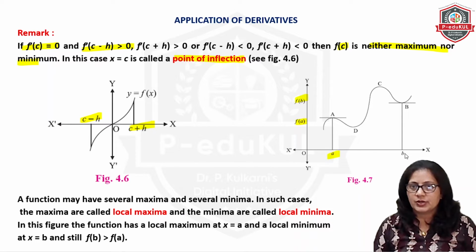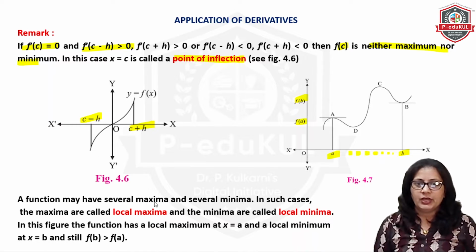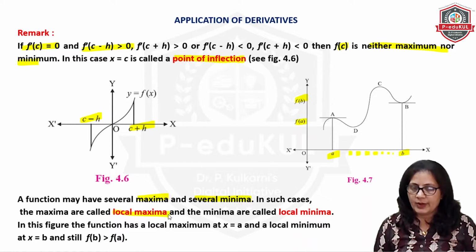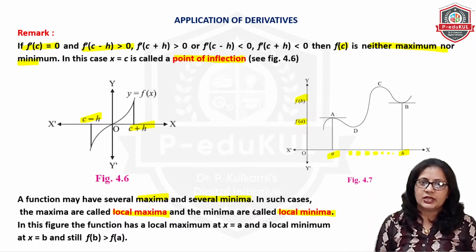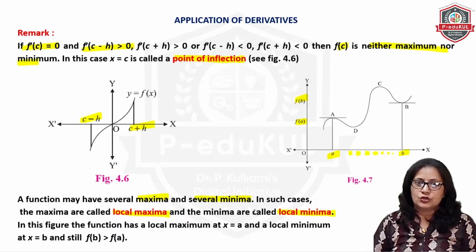Here the interval is mentioned and we are considering the values between these two. So a function may have several maxima and several minima. In such cases, the maxima are called local maxima and minima are called local minima. Means what? Considering c minus delta and c plus delta, we are actually figuring the values. So it is called local maxima and local minima.